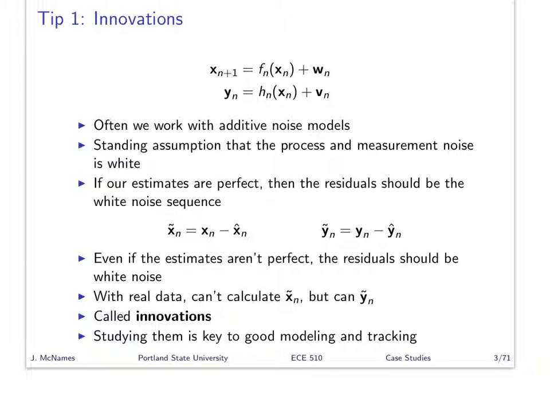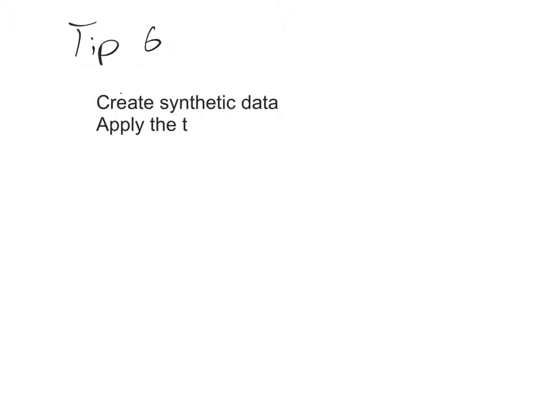And I don't think I have this as one of the tips, so I'm going to add another tip. I'm going to have to do this on the fly. Tip 6. It's going to be out of order. I think there's only 5 tips. Track with synthetic data. Synthetic.